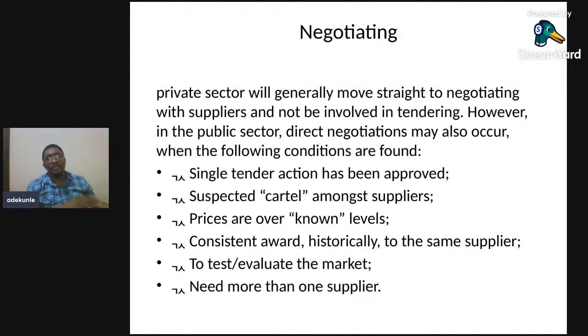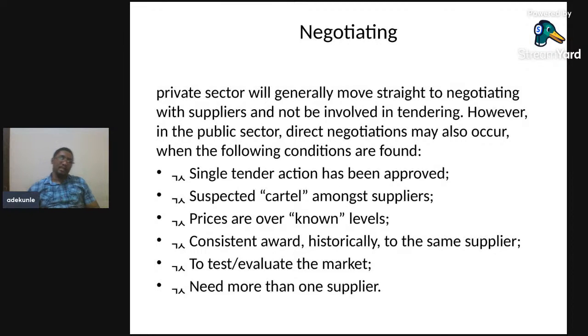Now, of course, from that we move to negotiation. All right, everybody negotiates. The private sector will like to negotiate with their supplier, and not involve tendering as in regards to the public sector. All right, because the public sector really doesn't do negotiation.